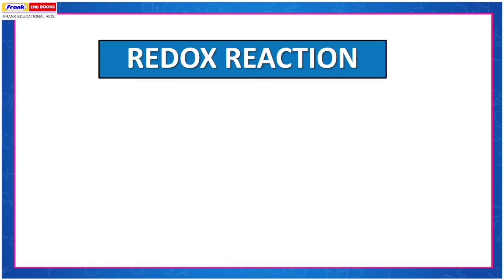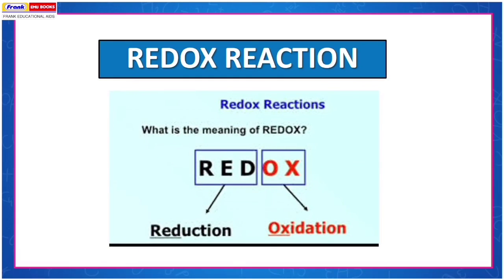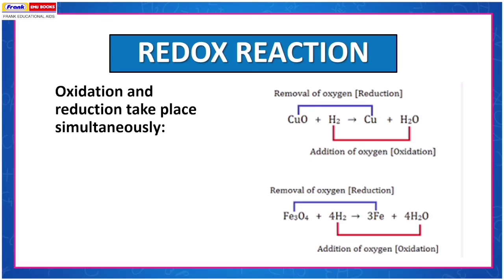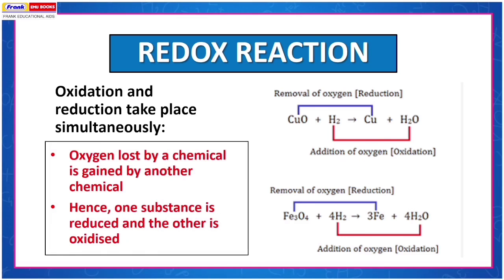Redox reaction. The word redox is made up of two words, RED, which means reduction, and OX, which means oxidation. Oxidation and reduction take place simultaneously. Oxygen lost by a chemical is gained by another chemical. Hence, one substance is reduced and the other is oxidized.